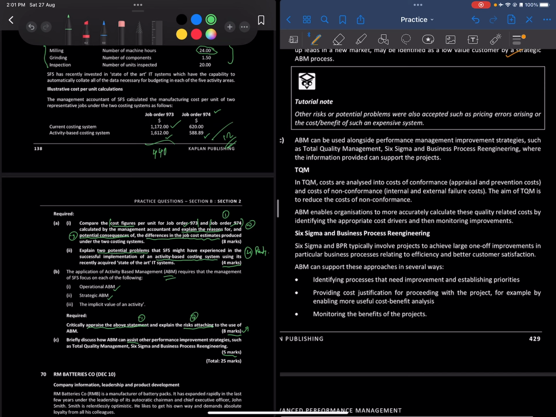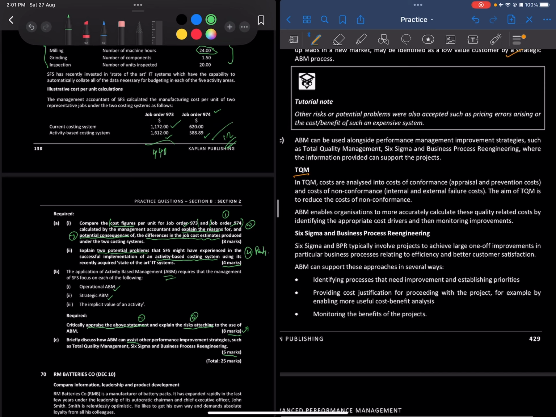And basically in case of TQM, what can we do? TQM is basically more about reducing the quality cost associated, right? So what kind of quality costs are there? Conformance, non-conformance. What are conformance costs? Conformance costs are basically of two types. There is prevention cost, then there is appraisal cost.